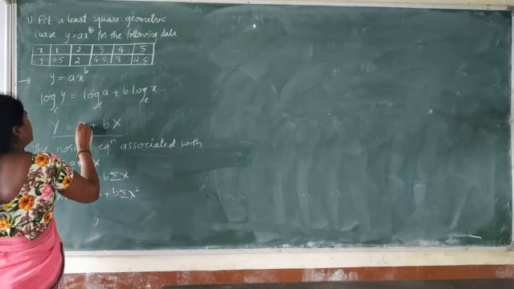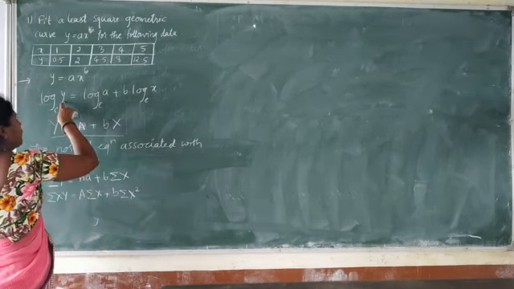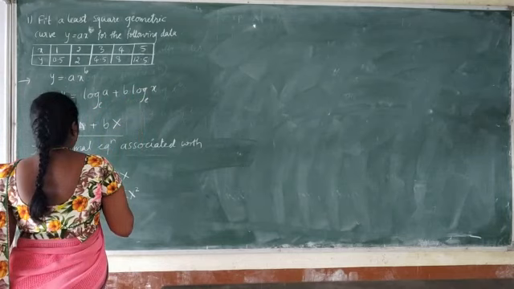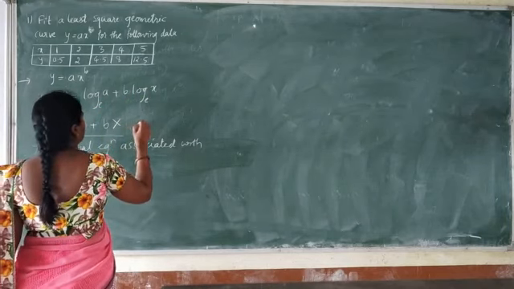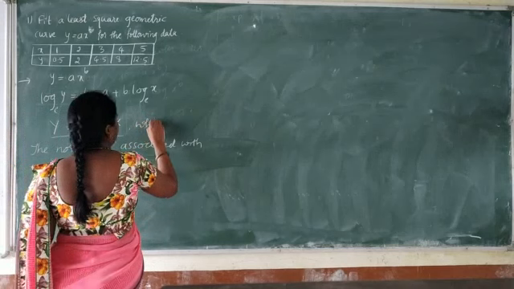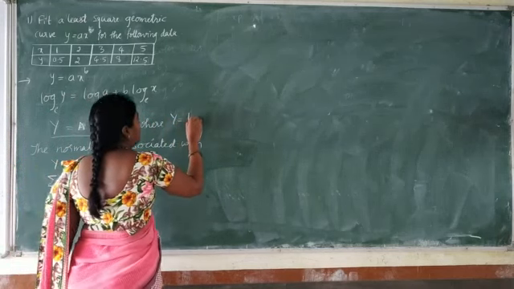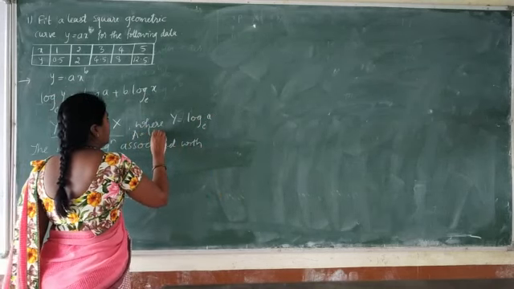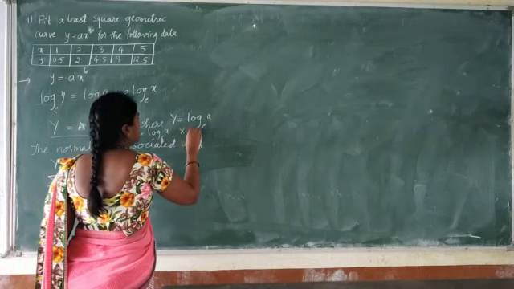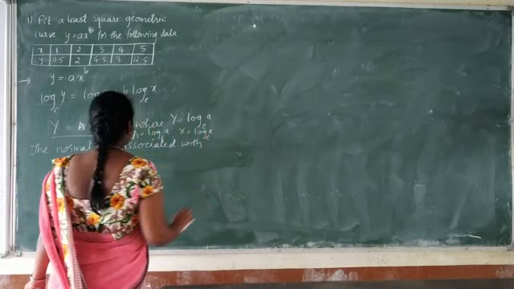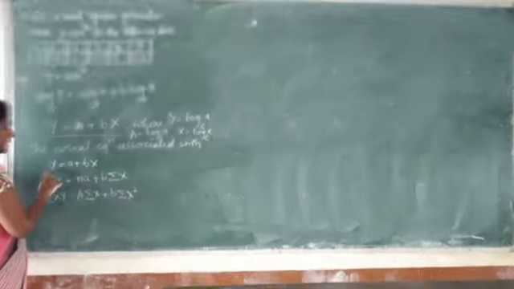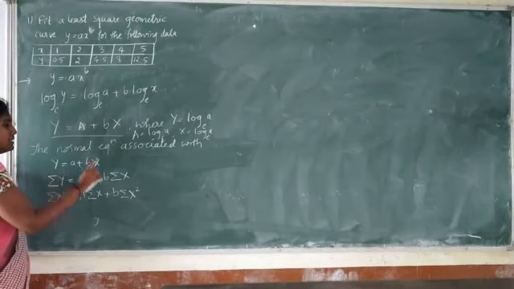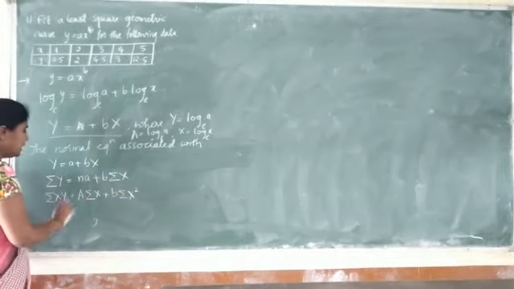Here Y equals log y to the base e, A is log a to the base e, X is log x to the base e. These are the normal equations associated with Y equals A plus bX. Here we need to find summation of Y, summation of X, summation of X square and summation of XY.